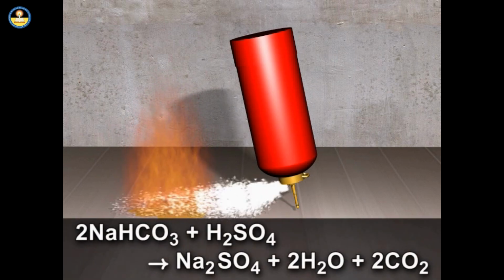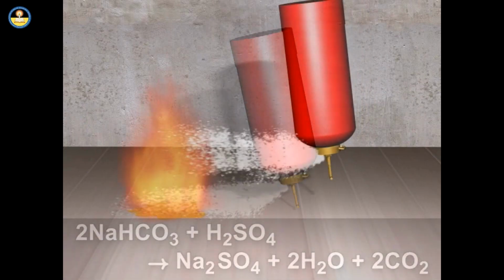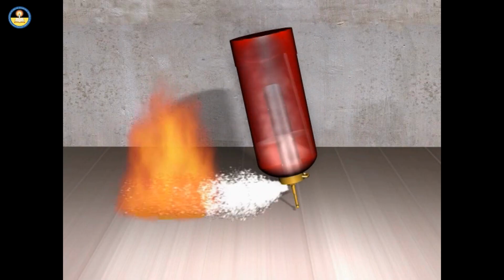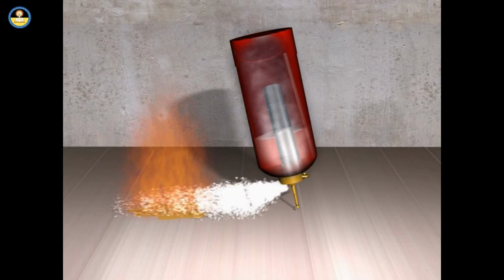2NaHCO3 reacts with H2SO4 to give Na2SO4 plus 2H2O and 2CO2. Since the quantity of gas is more and the volume of the container is small, carbon dioxide comes out of the nozzle of the container with force.